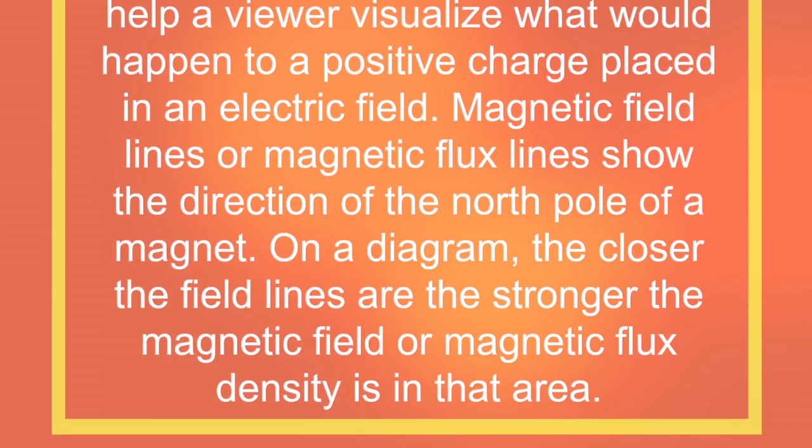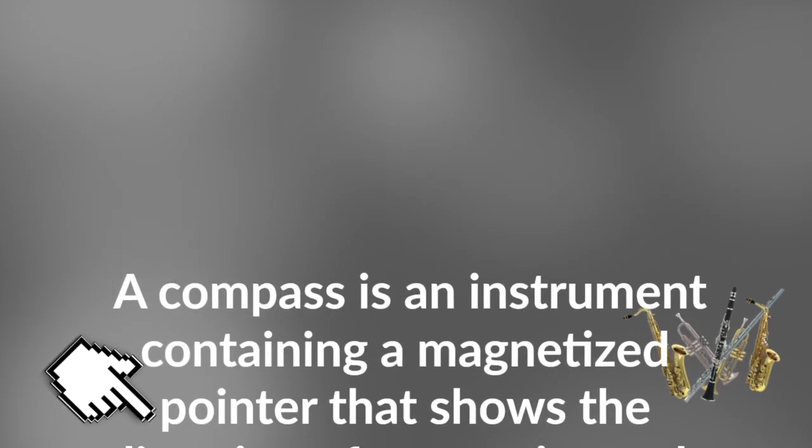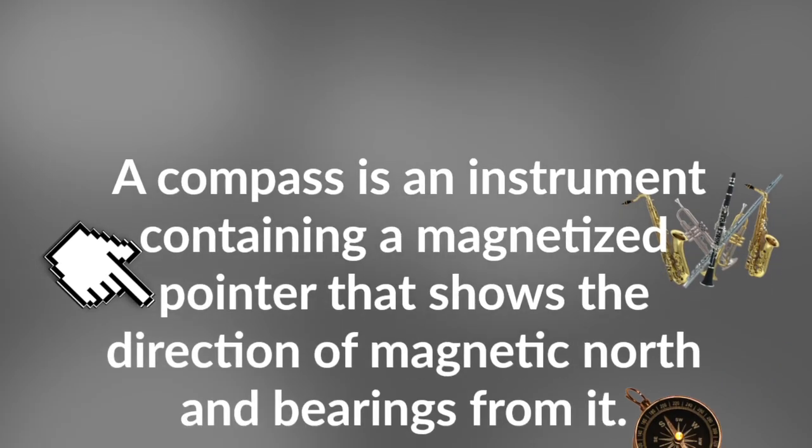Thanks, Ryan. This is a compass. A compass is an instrument containing a magnetized pointer that shows the direction of magnetic north and bearings from it. The compass was invented in 206 BC during the Chinese Han Dynasty. Everybody's used a compass before, whether on their phone, a GPS, or when looking at a map. But how does a compass work?